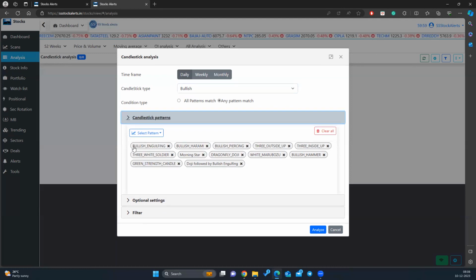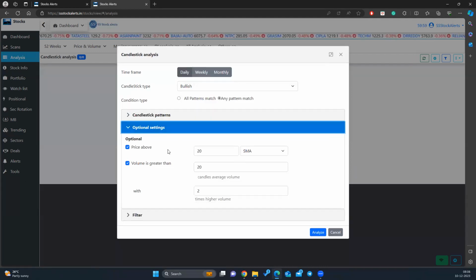The second thing is, let's go for some optional filters. If you're just looking at the candlestick pattern, it may not be useful, so we want to combine it with price and volume also. Suppose I want to take a trade only if the price is above the 20 SMA or EMA. You can select SMA or EMA. I'm going to select SMA, and the volume greater than the 20 days average volume, 2 times higher.